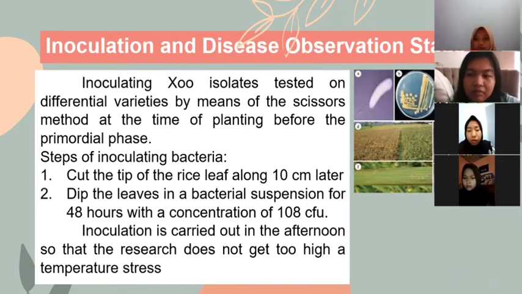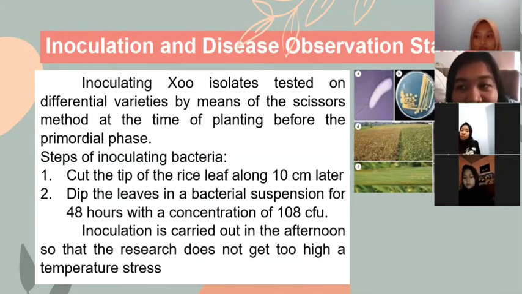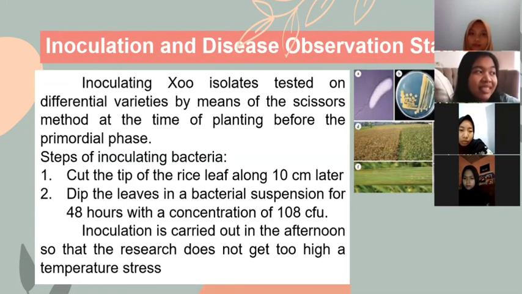And the next, inoculation and disease observation stage. Inoculating Xoo isolates tested on differential varieties by means of the clipping method at the time of planting before the primordial phase. Steps of inoculating bacteria. 1. Cut the tip of the rice leaf along 10 cm. 2. Keep the leaves in a bacterial suspension for 48 hours with a concentration of 10^8 CFU. Inoculation is carried out in the afternoon so that the plant does not get too high a temperature stress. Next.